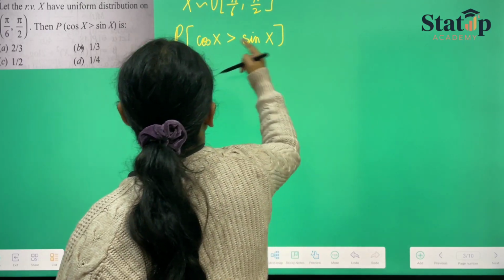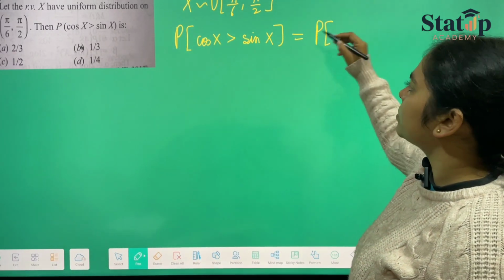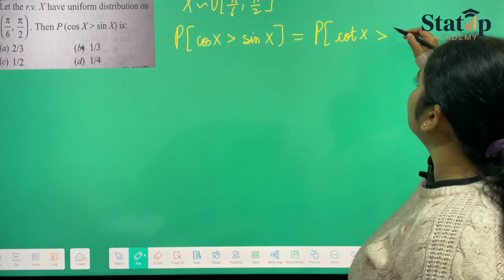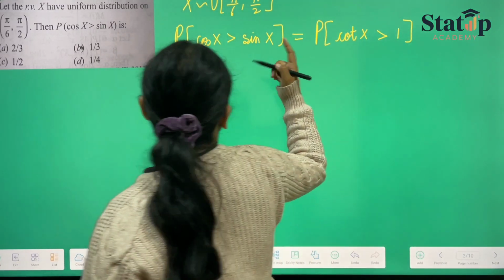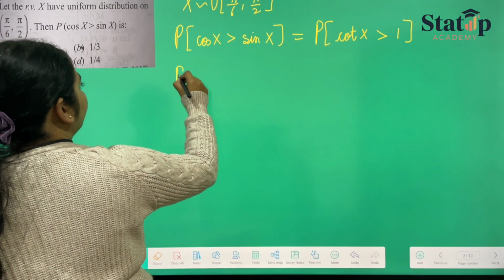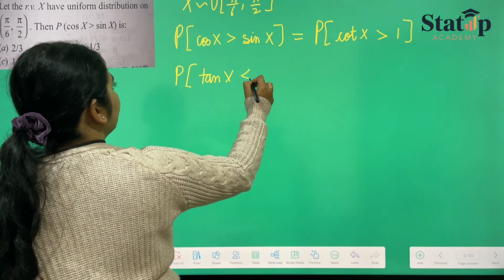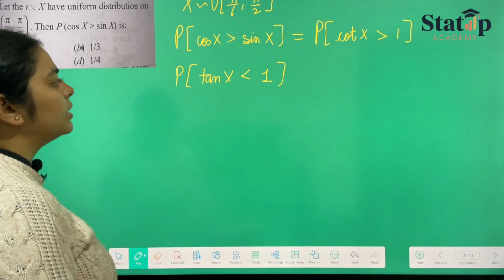If we divide both the sides by sin x, we get probability that cos x upon sin x, which is nothing but cot x, is greater than sin x upon sin x, which is 1. And taking the reciprocal of them, 1 upon 1 and 1 upon cot x, we can say that tan x is less than 1, taking the reciprocal of this probability.